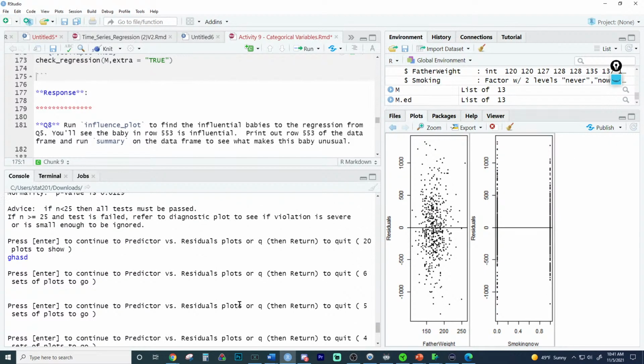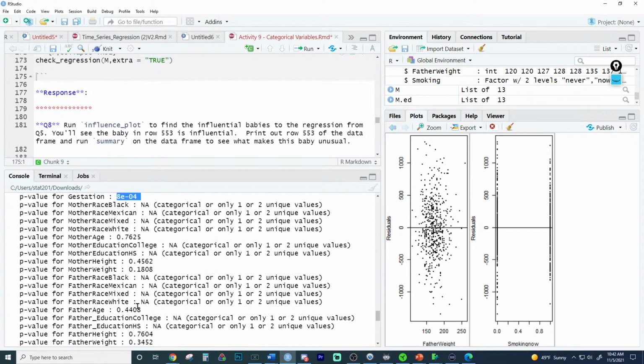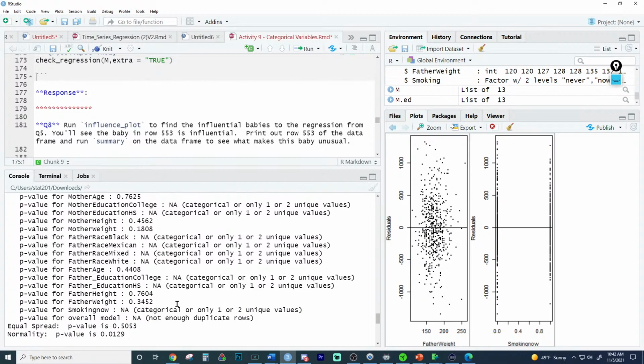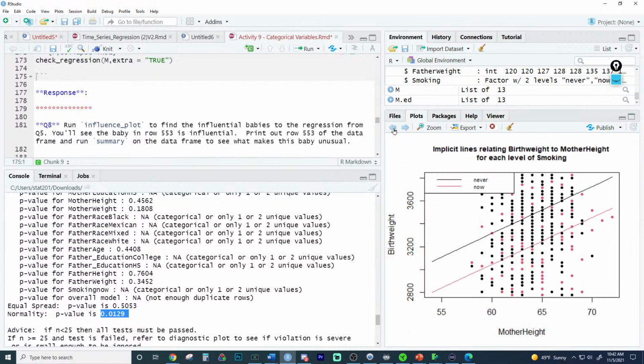There we go. The big thing to look at first is the p-values. Now, we get a lot of NAs right here because we can't do it for categorical variables, because we don't really have linearity for those. We have a problem with the linearity of gestation, and remember, any p-value below 0.05 is a problem. We can't check these. We don't have problems here. Actually, wow, we only have problems with the normality of the residuals for the overall plot and for gestation.